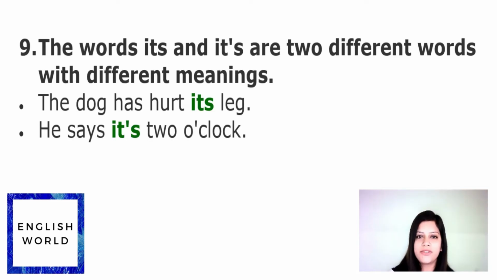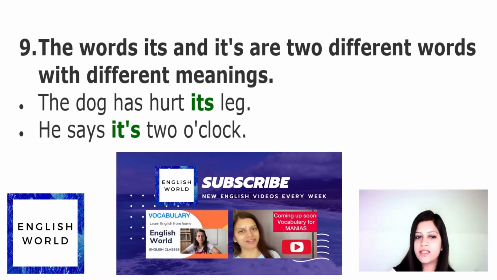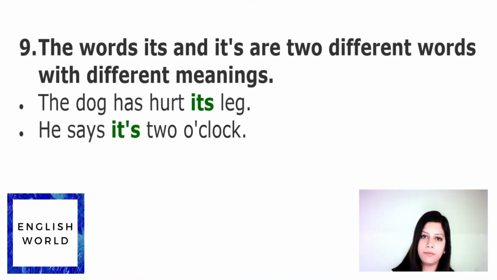The ninth one is quite an interesting one. The words it's and its, that is with apostrophe s, are two different words with different meanings. The dog has hurt its leg. That means the dog has hurt its own leg. So we will simply put its without any apostrophe, means uska. So the dog has hurt its leg. अपनी leg उसने hurt कर दी है. So अपने आप के लिए we will say its.